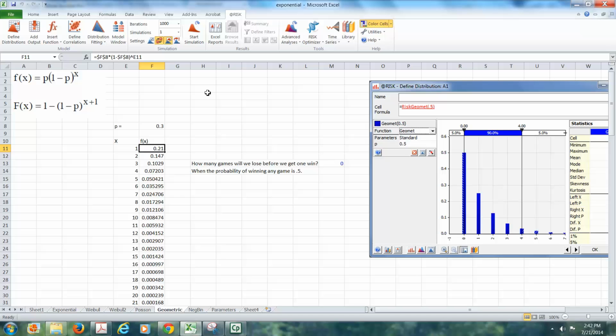But suppose instead we held the number of successes to 1 and let the number of trials vary. In other words, how many games must we lose before we get 1 win? If the probability of success is constant, then the random number x of unsuccessful trials required to obtain the first success has a geometric distribution with parameter p. So let's have a look at this. Over here we ask how many games will we lose before we get 1 win.